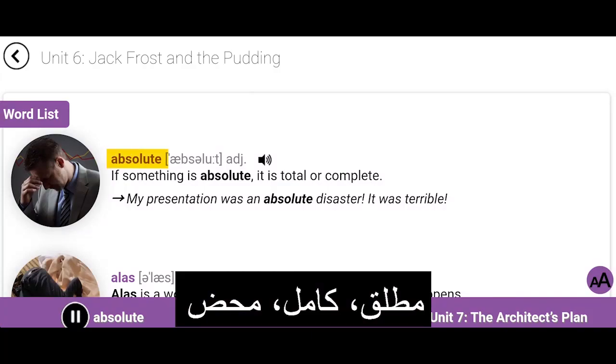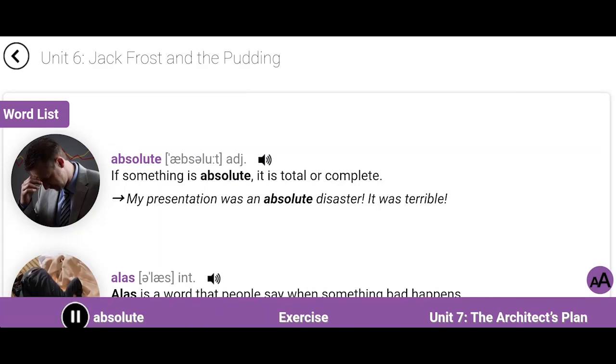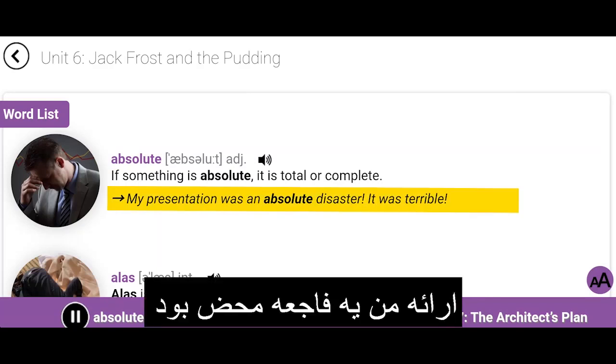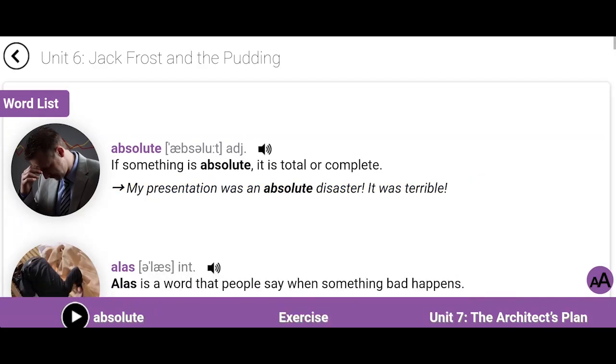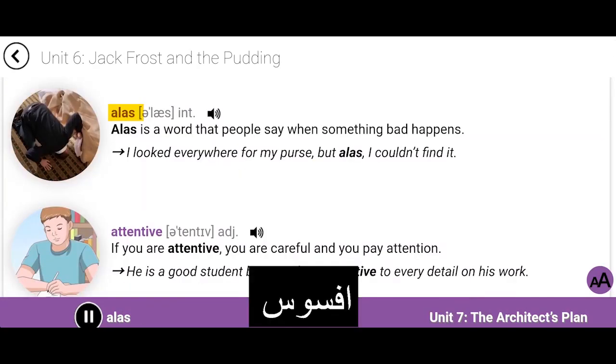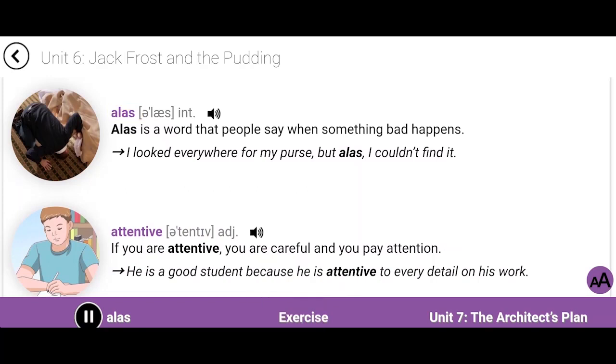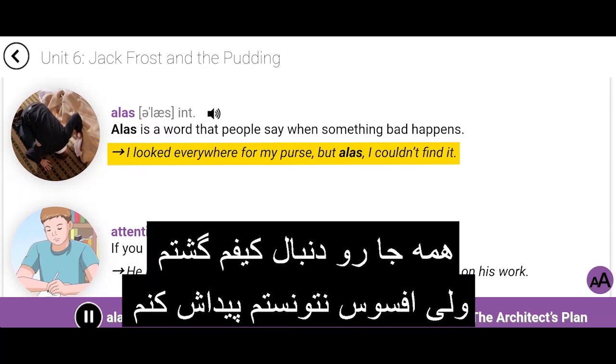Absolute. If something is absolute, it is total or complete. My presentation was an absolute disaster. It was terrible. Alas. Alas is a word that people say when something bad happens. I looked everywhere for my purse, but alas, I couldn't find it.